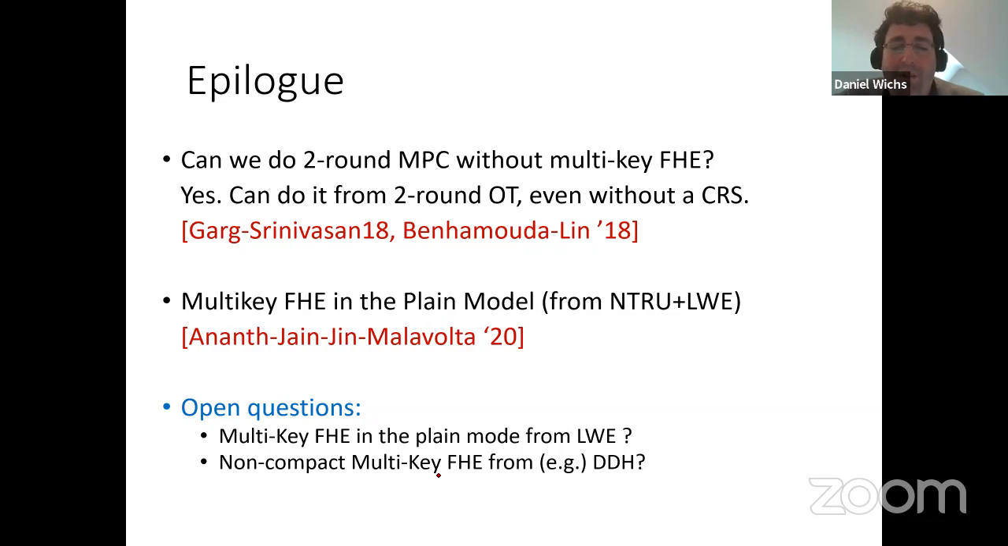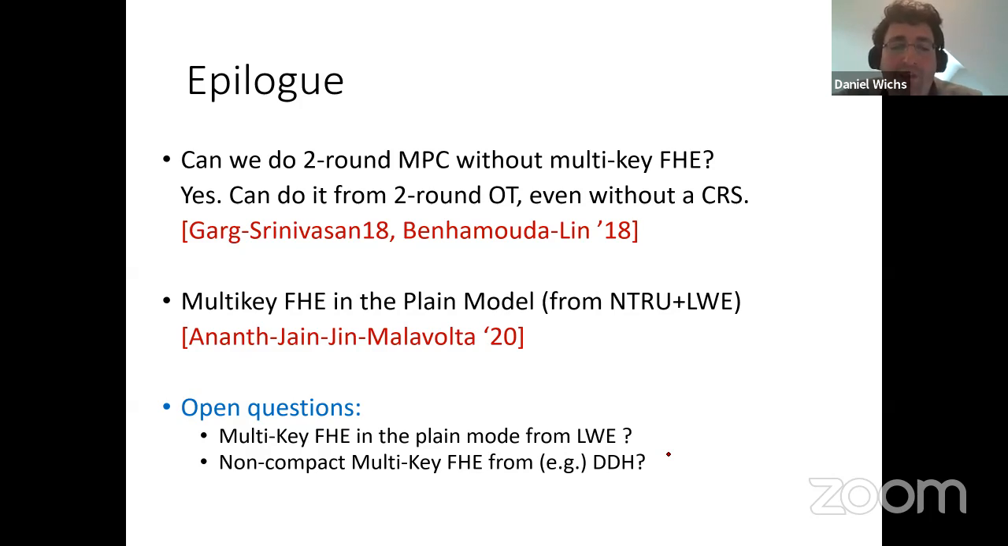If you want non-compact FHE, it's trivial. You just concatenate the ciphertexts. The only interesting aspect of fully homomorphic encryption is compactness. But when it comes to multi-key fully homomorphic encryption, even a non-compact version would be interesting. For example, it would give you a 2-round MPC. So I don't think the 2-round MPC papers actually solve this problem directly. They don't give you something that has exactly the format of multi-key FHE.